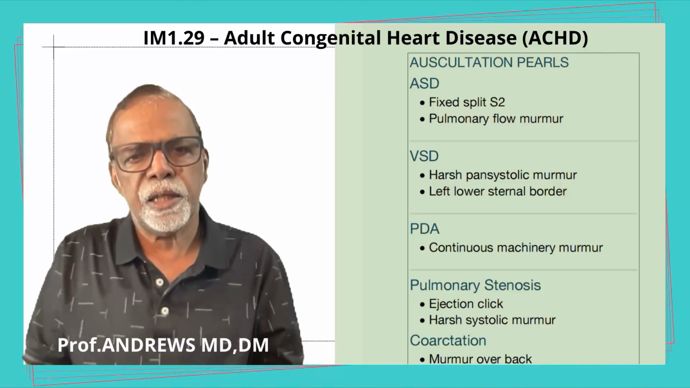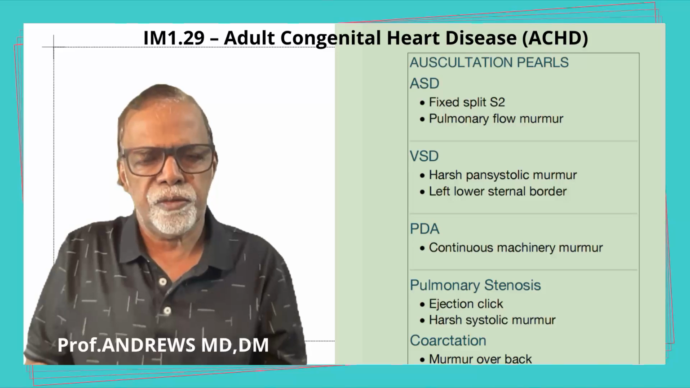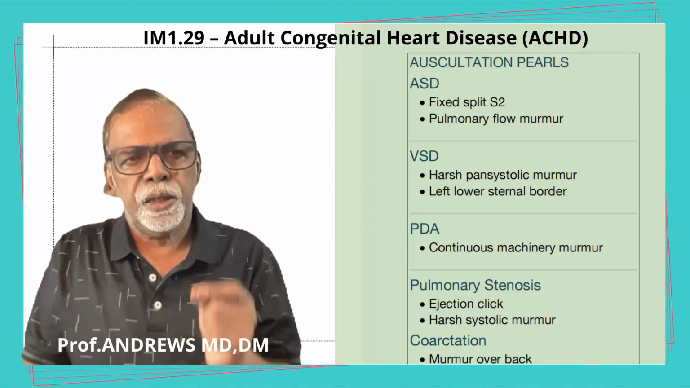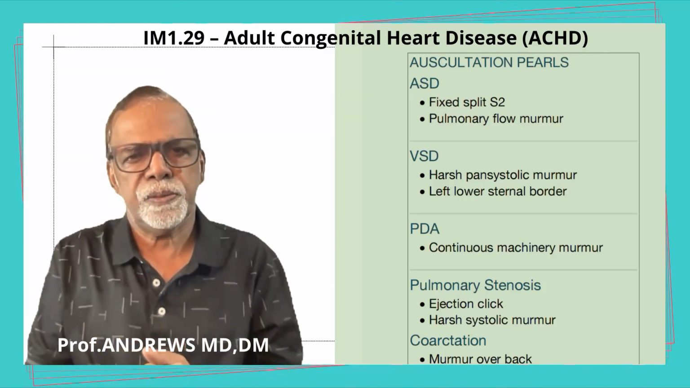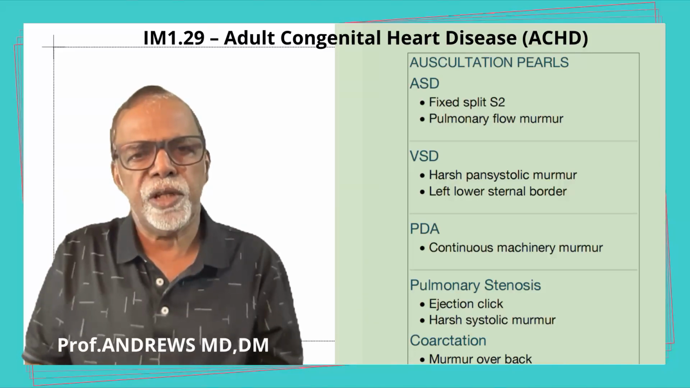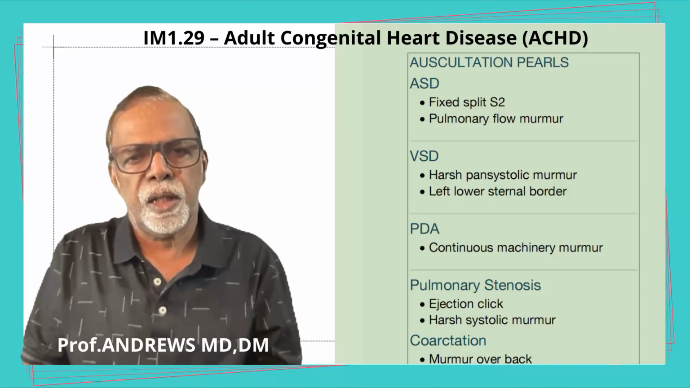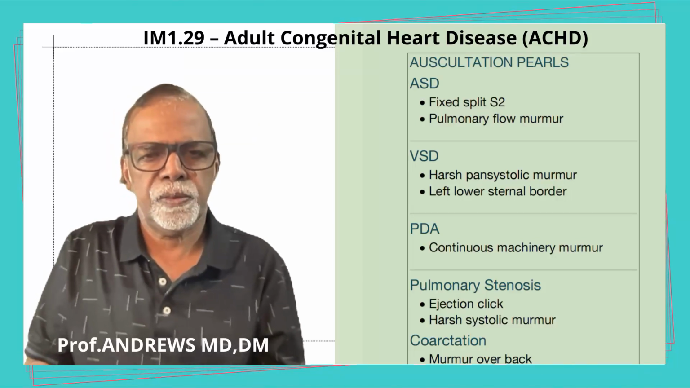Look for parasternal heave, which suggests right ventricular enlargement. Thrills indicate significant murmurs. Auscultation is key. Atrial septal defect: fixed wide split, and pulmonary systolic murmur. In VSD, you get a harsh pansystolic murmur initially. The PDA: continuous machinery murmur.